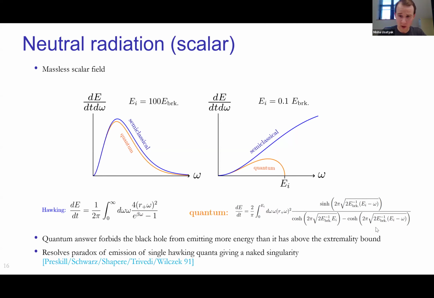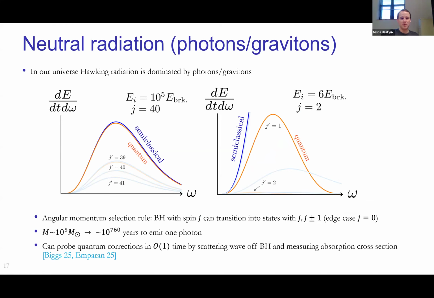But we don't have massless scalars in the standard model, so how does the answer change for photons and gravitons? On the left, I've plotted the emission spectra for an initial black hole that's at 10^5 E breakdown scales with an initial angular momentum of 40 h-bar. When you emit a photon, due to angular momentum selection rules, you can go to final states with J prime being 39, 40, or 41. And that's what I've plotted here.